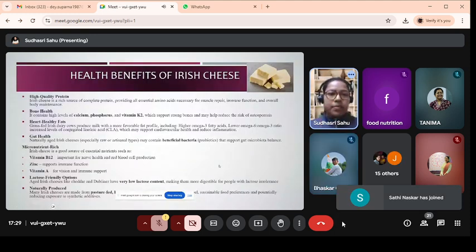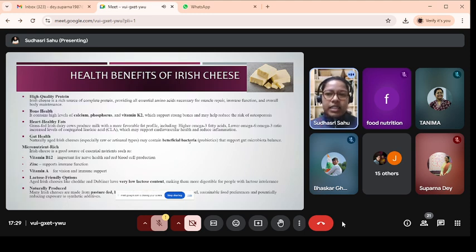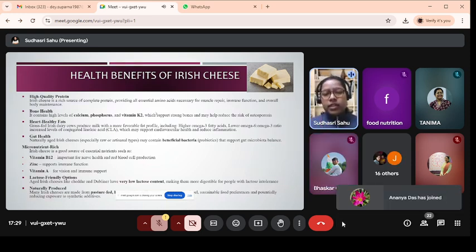And this slide is presenting the health benefits of Irish cheese. Irish cheese is a famous cheese. There are various types of cheese here. We mainly use cheddar cheese. It has high quality protein, and Irish cheese is a rich source of complete protein, providing all essential amino acids. It's necessary for muscle repair, immune function, and overall body maintenance.